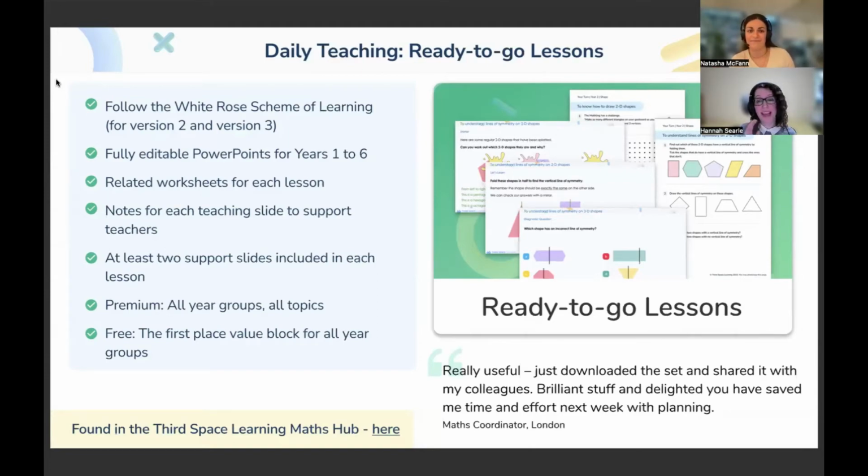So first of all, it might look a little bit confusing at first because we do have 2 different versions of our ready to go lessons. That is because these are aligned to White Rose. So our version 2 is aligned to White Rose version 2, and our version 3 is obviously aligned to White Rose version 3. So everything I'm going to talk through applies to both. It's just the content is a little bit different depending on what version you're using.